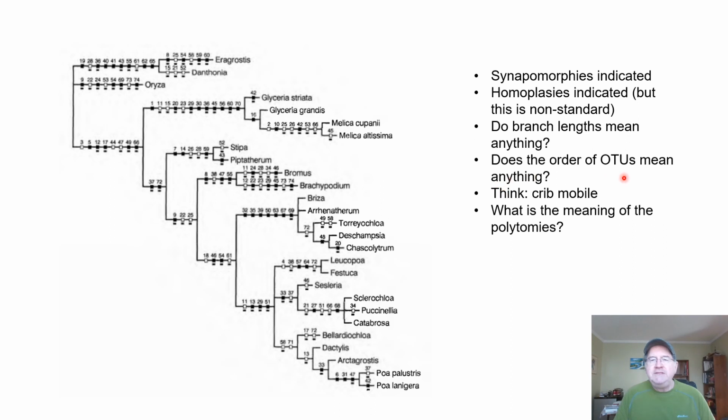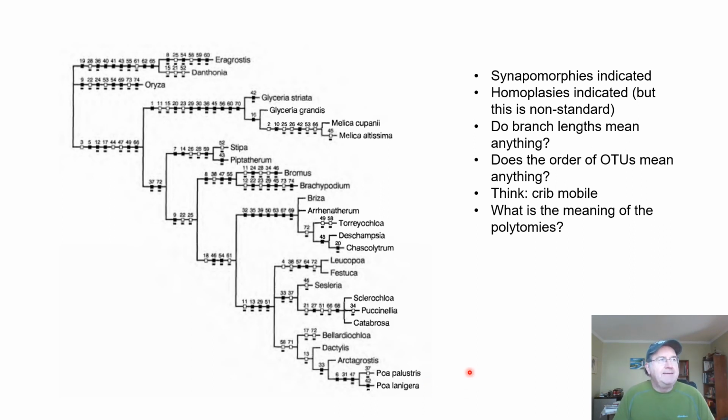Does the order of OTUs mean anything on this tree? Well, in one sense, it does. That Poa palustris and Poa lenigera down here are right next to one another, and then joined at this node, tells us that these are sister species. So in that sense, it does. But does it make any difference that they listed Poa palustris above Poa lenigera? Or could they have put lenigera above palustris here? That aspect of the order, there's no meaning to it whatsoever.